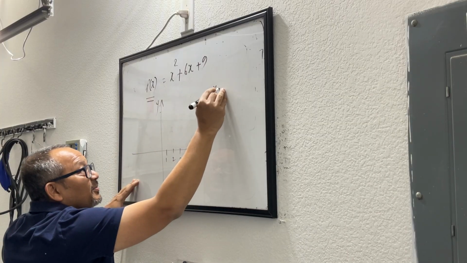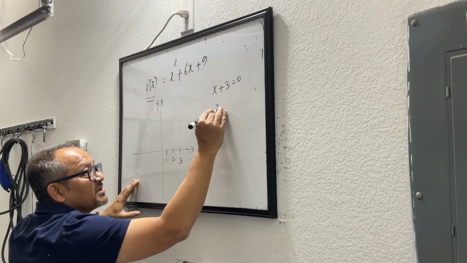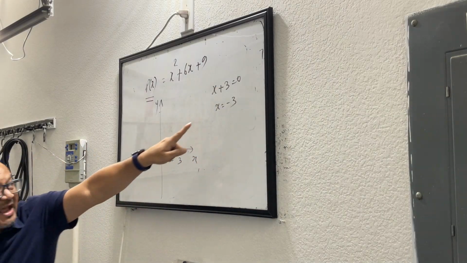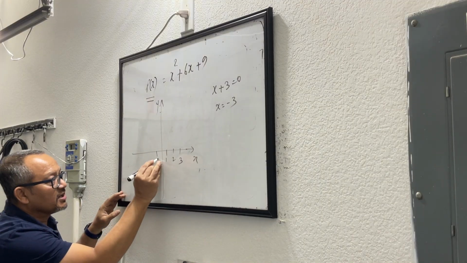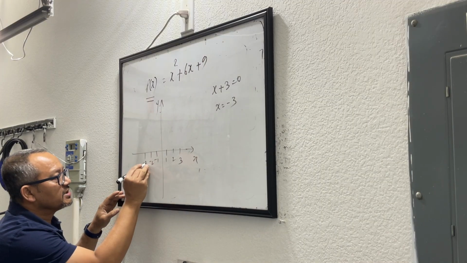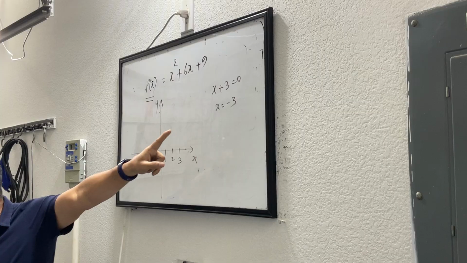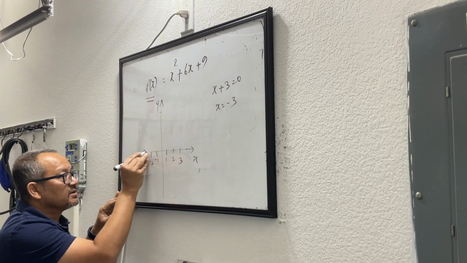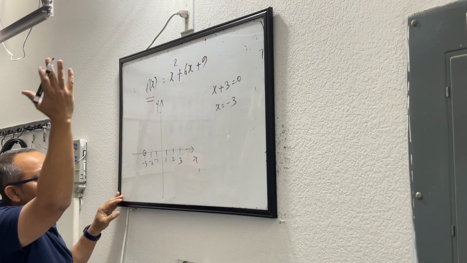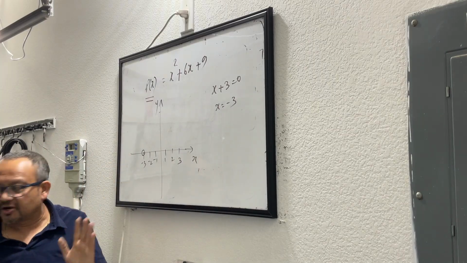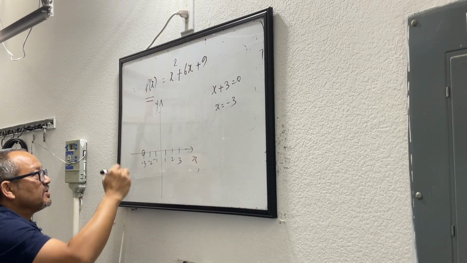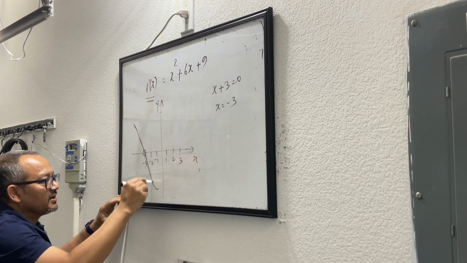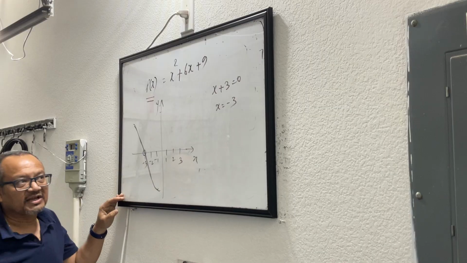X plus 3 was equal to 0, that means x equals minus 3. What it means is when x is equal to minus 3, so this is minus 1, minus 2, minus 3, at this point, I don't know how the graph looks, we have not plotted it. But this means this is the point where this curve is meeting the x-axis.